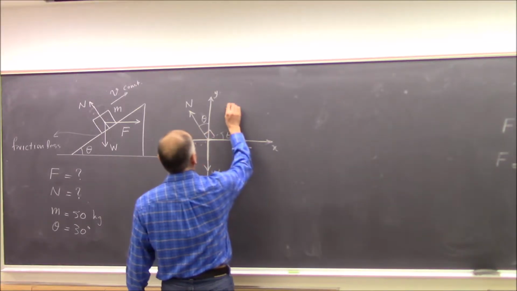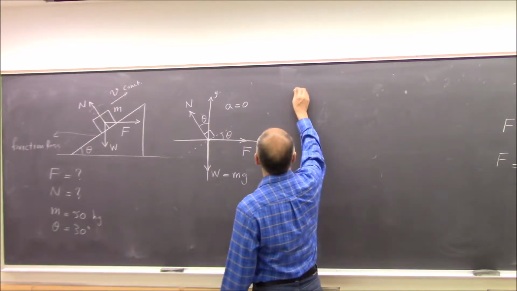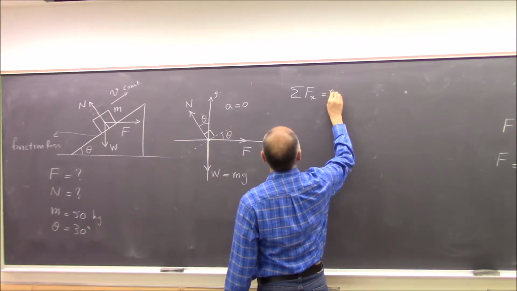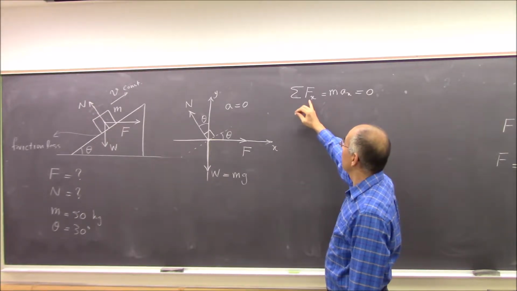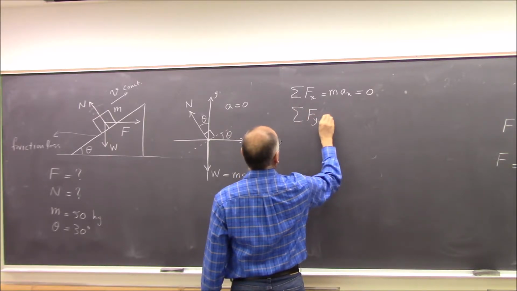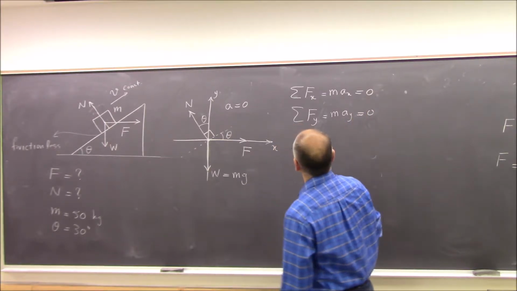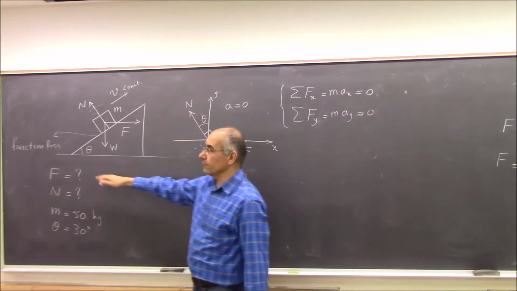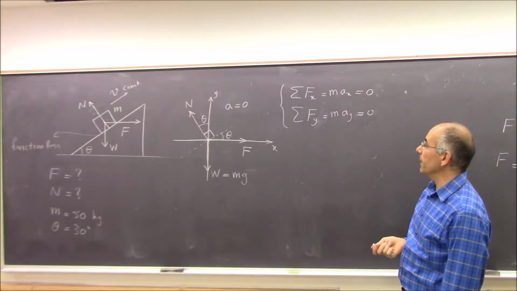We know the acceleration is 0 because the velocity is constant. Now we apply Newton's law. The sum of Fx equals m ax, which is 0. And the sum of Fy equals m ay, which is also 0. These two we have to apply. You see we have two equations and two unknowns, so we write each component in terms of the magnitudes and then solve for the magnitudes.